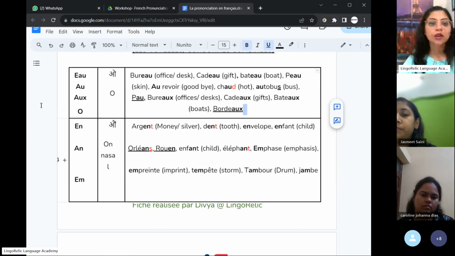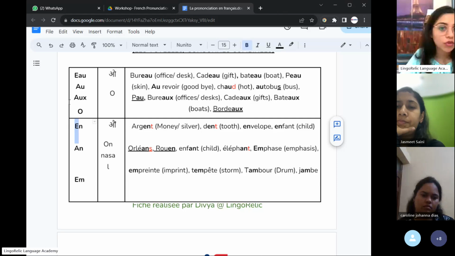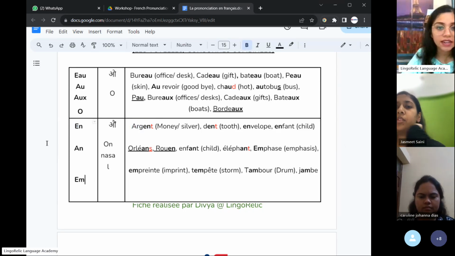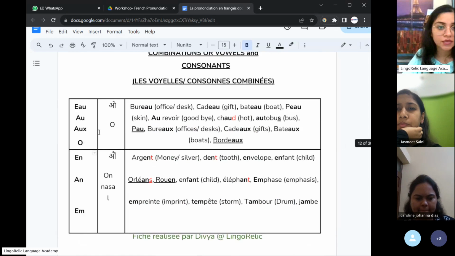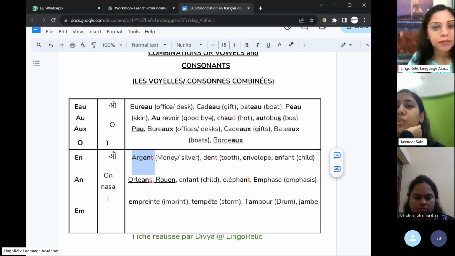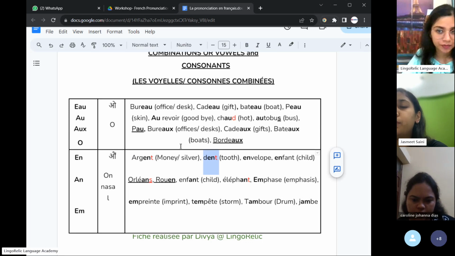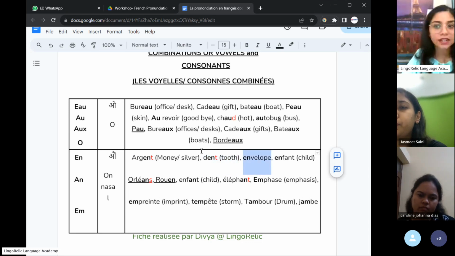Now, I'm coming on to the next one. It's a nasal sound, actually more like an open sound. Okay, so likewise, this is EN, AN, EM and AM. These four sounds are going to be the same. So Jasmeet, qu'est-ce que c'est? Argent, which means money or silver. Qu'est-ce que c'est? Dent, which means a tooth. Then envelope. Okay. Then enfant, which is a child.